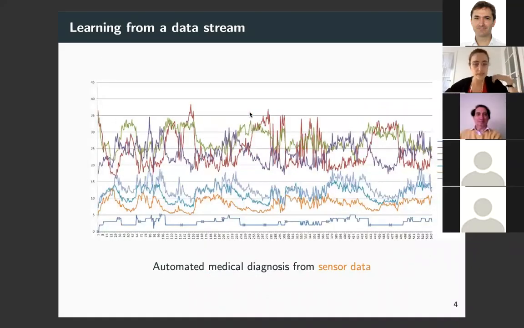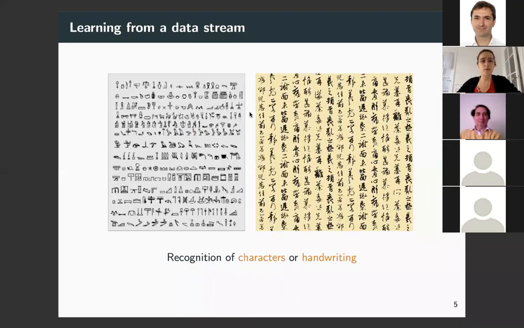But these series can be more complicated. For example, in medicine, you can record a number of physiological variables, and there can be quite many. Here, I think we have 6 or 7. From these variables, you want to predict something about the state of the patient. It can be another quantitative variable, or it can be diseased or not, or something like this. And a last example is character or handwriting recognition.